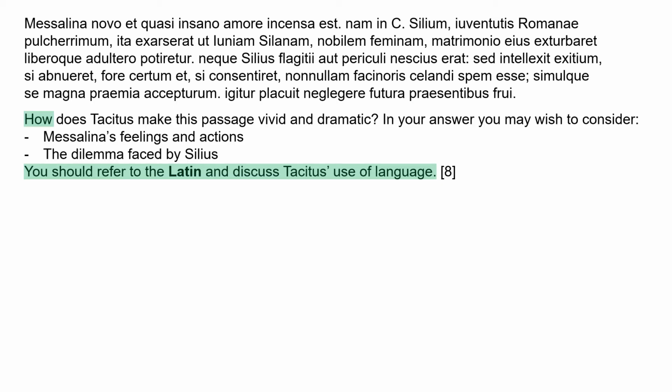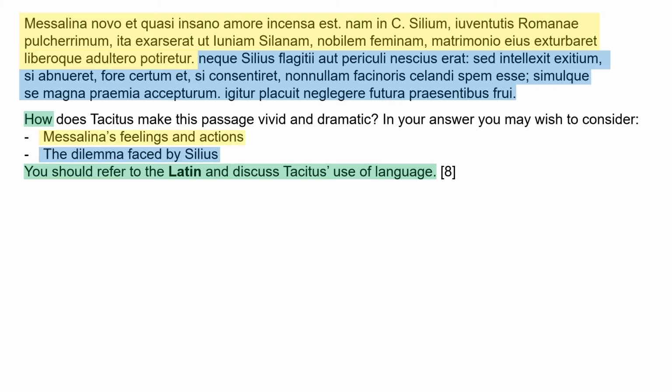Now, what a lot of people don't realise is why these bullet points are there. They're not always there, but they usually are. Actually, they are not an indicator of what the examiner wants you to talk about. That's already been done, the bits that I've highlighted in green. The purpose of the bullet points is to ensure that the candidates cover the entire passage, because that's important. If your answer is to be top band, it must be wide ranging. That means that you make a variety of different types of points and you cover the whole passage. You don't just focus on one line. So Messalina's feelings and actions are covered here in the first half of the passage, and the dilemma faced by Silius is covered here in the second half. So those bullet points are purely there to guide you through the passage. So you can basically forget about them once you realise that.